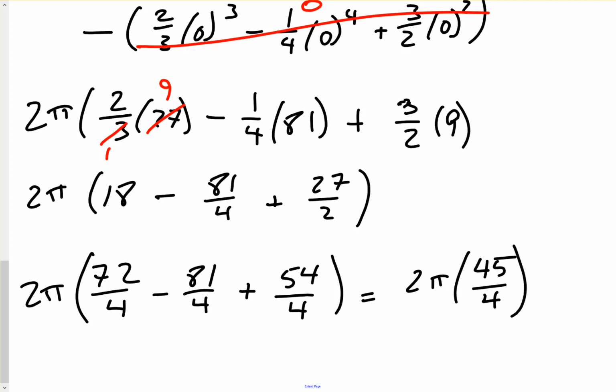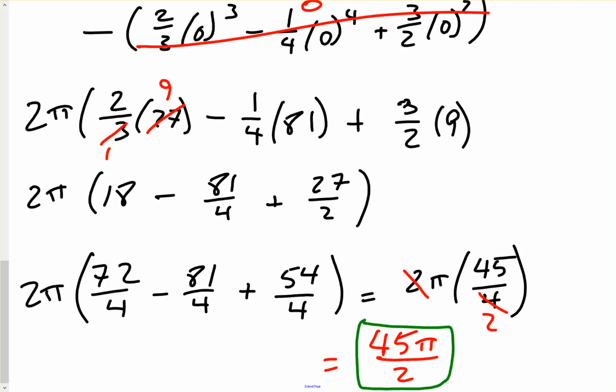We can cross cancel between the 2 and the 4. So that means we end up with 45 pi over 2. And that would be the final answer. Let's take a look at our next problem.